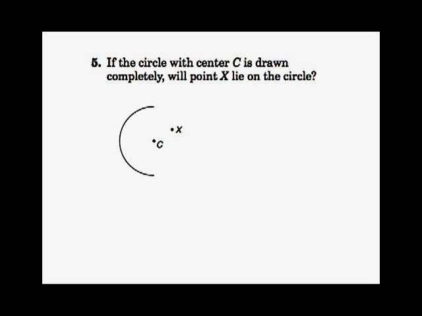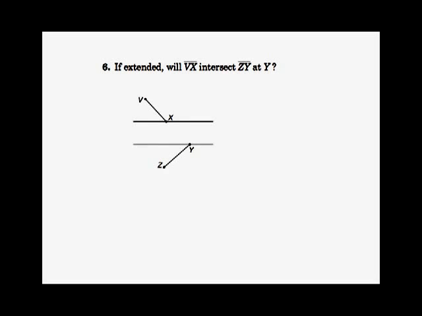If the circle with center C is drawn completely, will point X lie on the circle? No, you should have seen that it will lie inside the circle. If extended, will the segment VX intersect the segment ZY at Y? No, points V, X, and Y are not collinear.